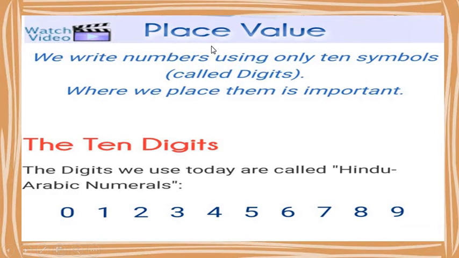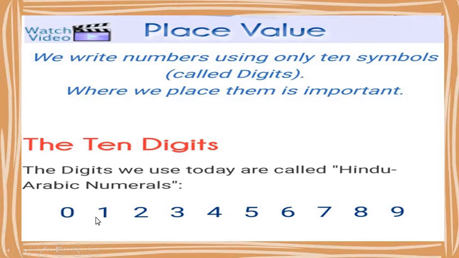Today we are going to learn about place value. What is the place value? We write numbers using only 10 symbols called digits. Where we place them is important. The 10 digits we use today are called Hindu-Arabic numbers.